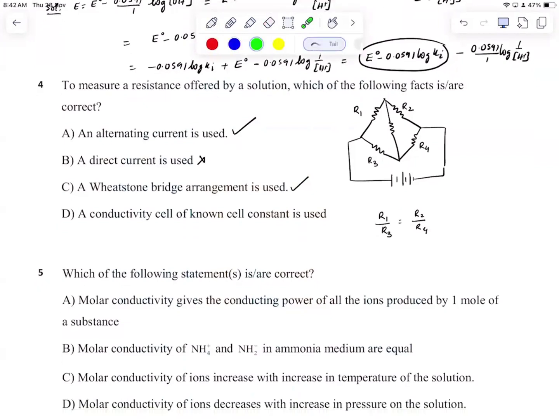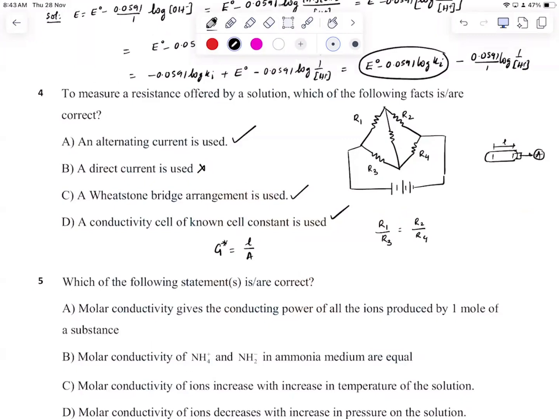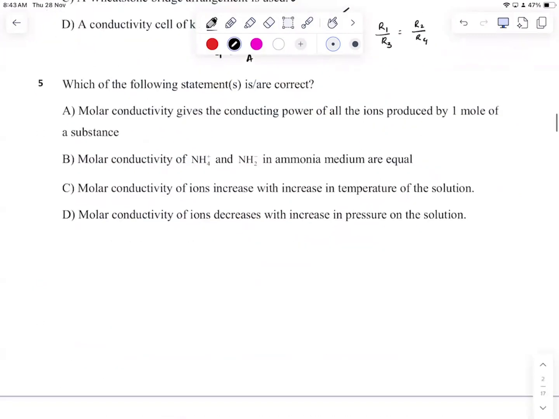Next, a conductivity cell of known cell constant is used. Yes. We need to check a conductivity cell. Suppose this R4 is a conductivity cell, we need to know its cell constant value. How do we get the cell constant value? G star. We take the dimensions as L by A, L being the length in that conductometric cell, this distance L, and A is the area of cross section of the electrodes. So yes, this one is also a fact. To find out the resistance, these three are the parameters we need to take care of. Next.